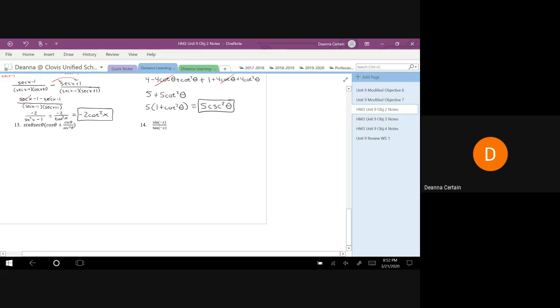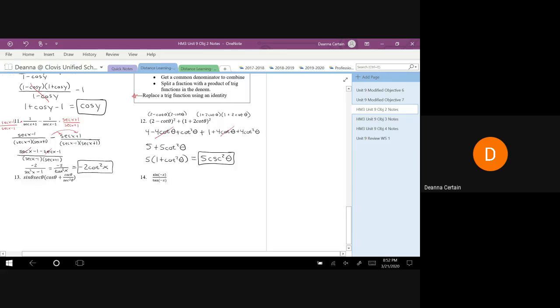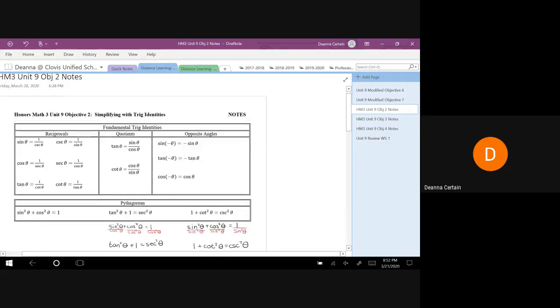Okay, with number 14, this is the first one that we've had that has that negative x component. And so you have a choice to make here. You actually don't have to take care of the negatives right now if you don't want to, but you can, because we know a couple of identities with our opposite angles here. When we have a sine of negative theta, then that is equal to negative sine theta. And when we have a tangent of negative theta, that is equal to negative tangent theta.